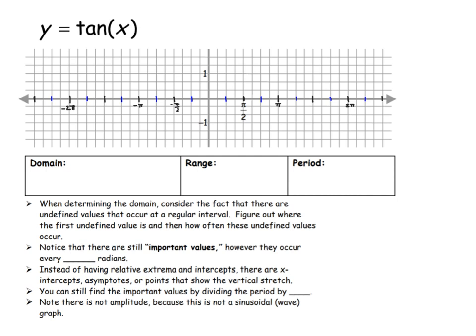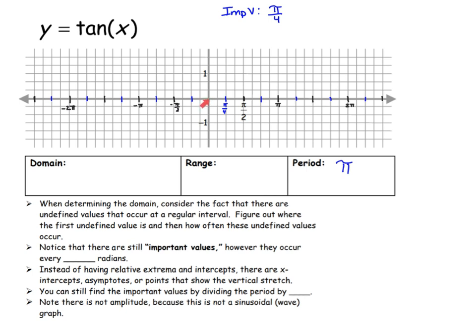Let's start by pointing out that the period of a tangent is going to be pi. That means if our period is pi, we're going to get important points or important values. So it's going to be our period divided by 4. So every pi over 4, we're going to get an important point. These blue tick marks that I marked are the distance between pi over 4.